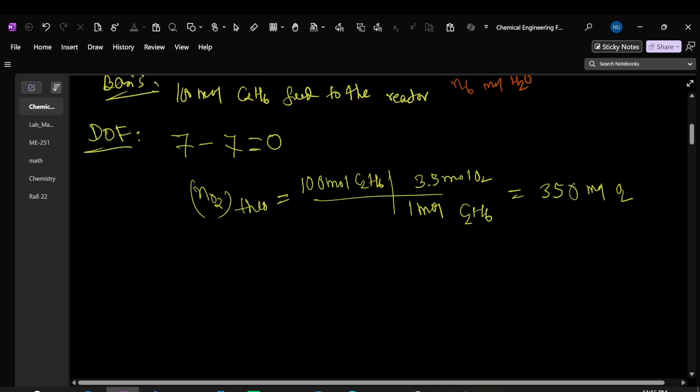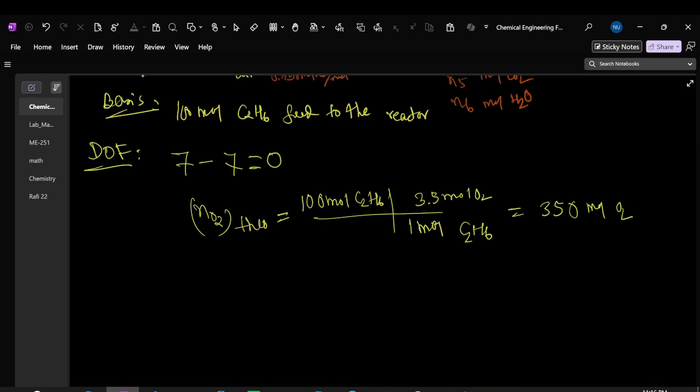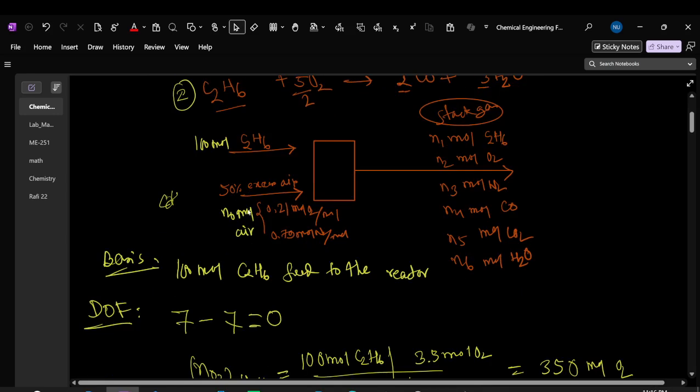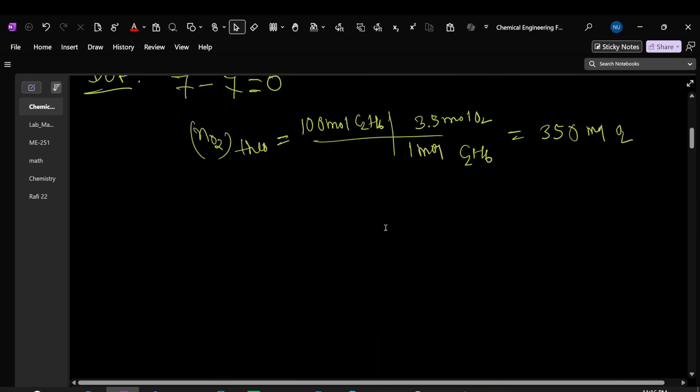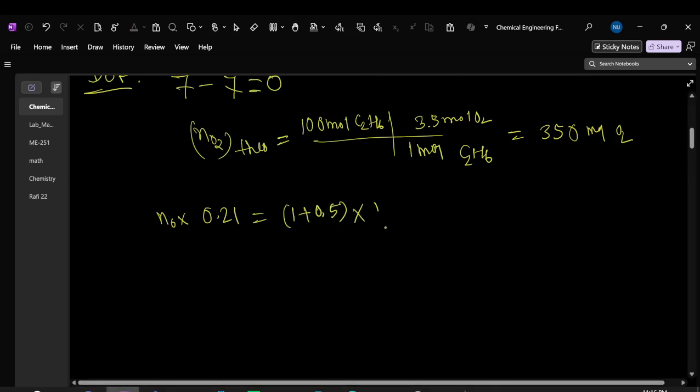So here it is given that there is 50% excess. By this we see that in the flow chart our oxygen will be n naught times 0.21, which is the input oxygen fed to the reactor. So n naught times 0.21 is fed to the reactor, which is equal to 50% excess, that means 1 plus 0.5 times the theoretical n of oxygen.